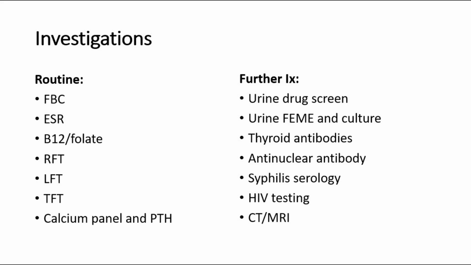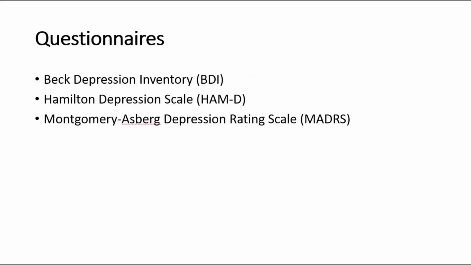These are the questionnaires used to diagnose depression, which include the Beck Depression Inventory. It is a 21-item self-rated instrument to measure the presence and the degree of depression in adolescents and adults. Another scale is the Hamilton Depression Scale, and another one is the Montgomery-Åsberg Depression Rating Scale. So these are some of the scales that measure the degree and severity of depression symptoms.